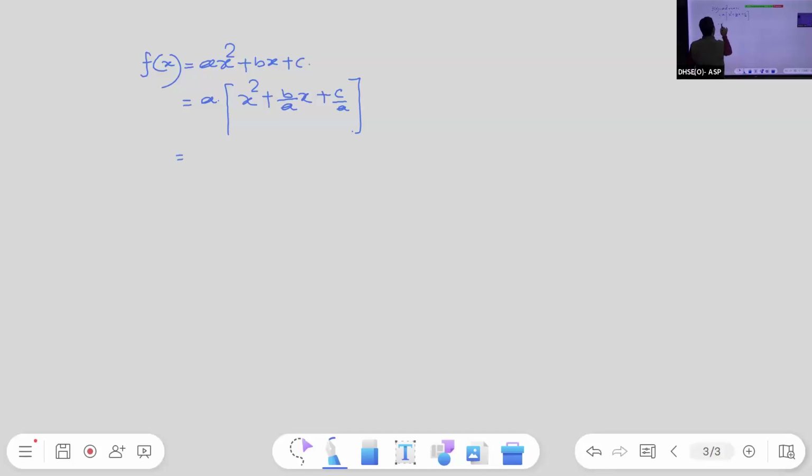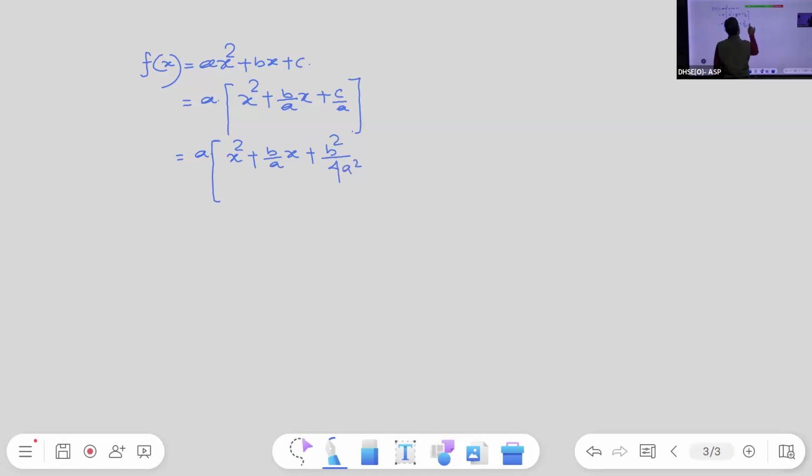So this is equal to a into... In class 10, you know how to convert a quadratic expression into a perfect square. So half of the square of the coefficient of x should be added and subtracted. So x² + (b/a)x: the coefficient of x is b/a, half of the coefficient of x will be b/2a, and the square of the half of the coefficient is (b/2a)², which will be b²/4a².